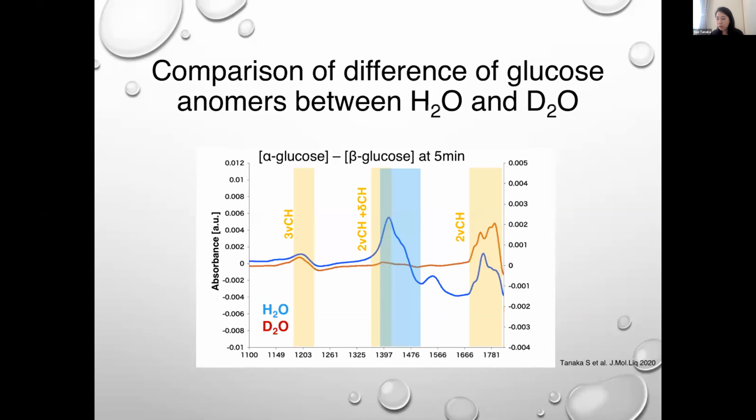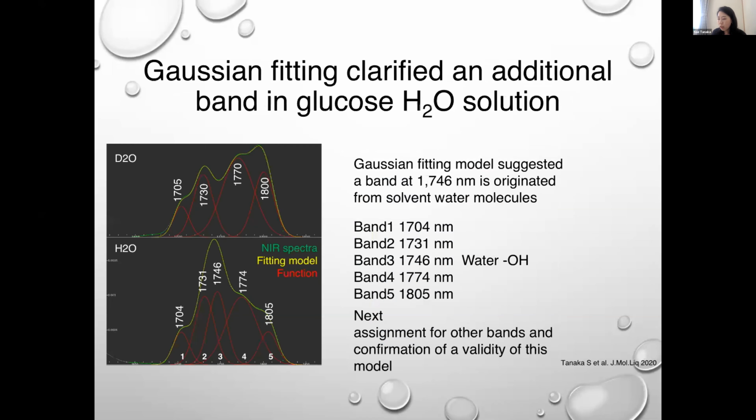Then I performed the Gaussian fit analysis on this region. In the upper panel, I show the result of Gaussian fitting analysis of the glucose anomer difference spectra in heavy water. It is fit with four Gaussian functions. I show its center wavelength in light water. In light water, these four glucose bands also exist.